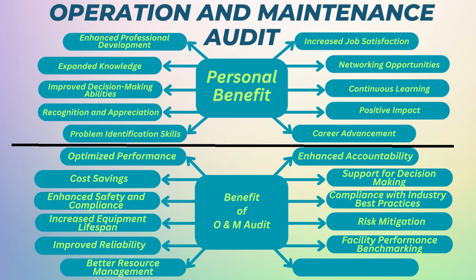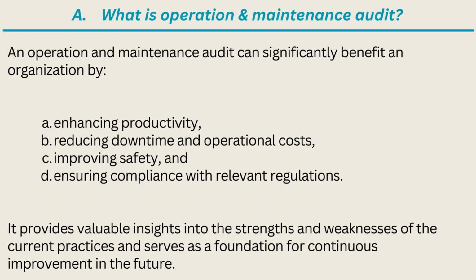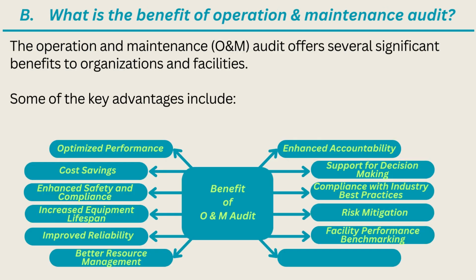Let me start the presentation. A. What is operation and maintenance audit? An operation and maintenance (O&M) audit is a comprehensive assessment of an organization's or facility's operational and maintenance practices. An operation and maintenance audit can significantly benefit an organization by enhancing productivity, reducing downtime and operational costs, improving safety, and ensuring compliance with relevant regulations. It provides valuable insights into the strengths and weaknesses of the current practices and serves as a foundation for continuous improvement in the future.